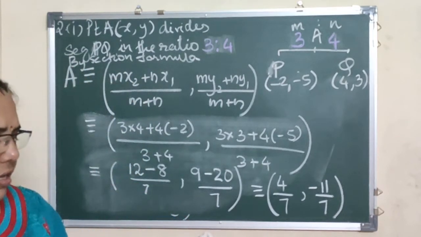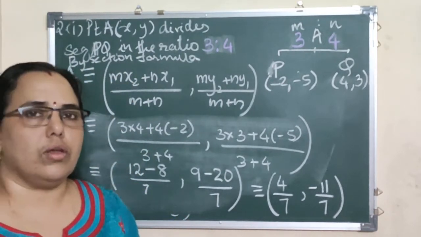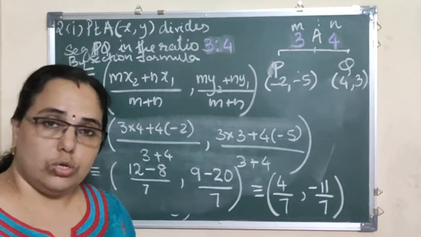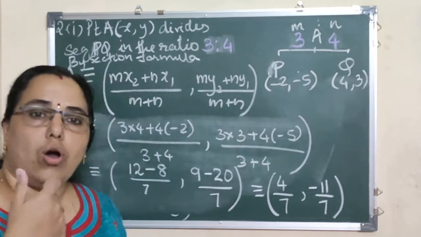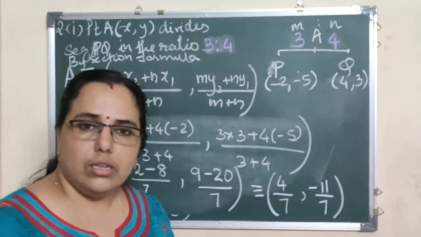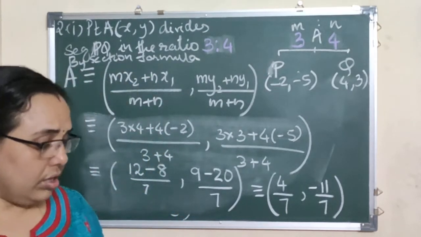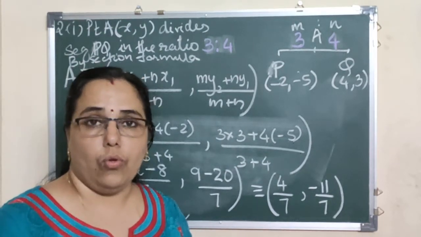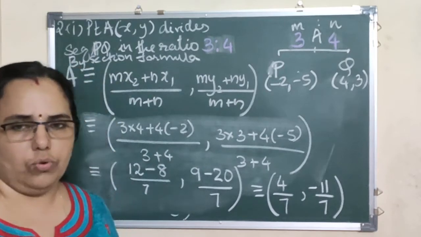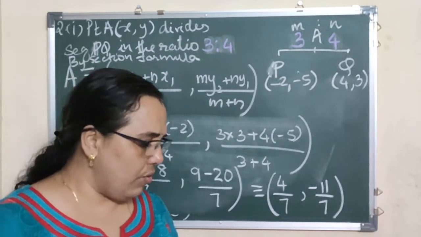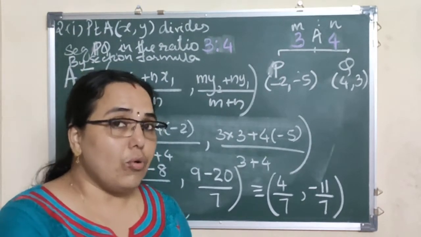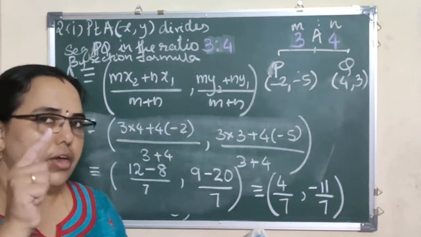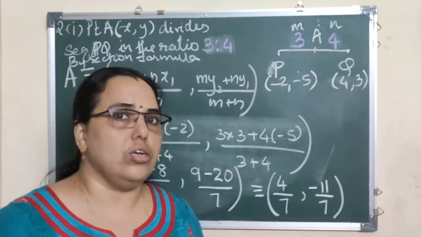Now, in the second sum and in the third sum, can you make out what is the difference? In the second sum, the ratios were given, the coordinates of the 2 points were given, but for the third sum, you have to find the ratio. The coordinate of the point which is dividing in the given ratio is given to us. We have to only find the ratio.